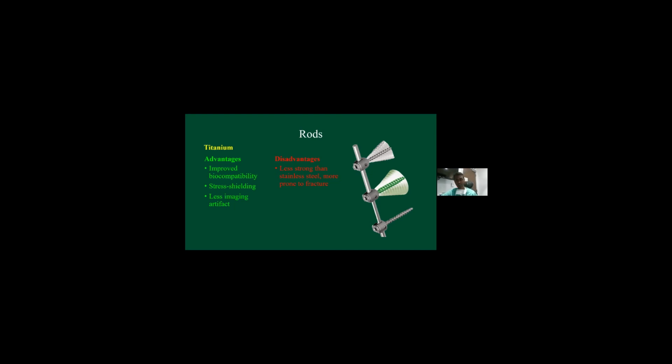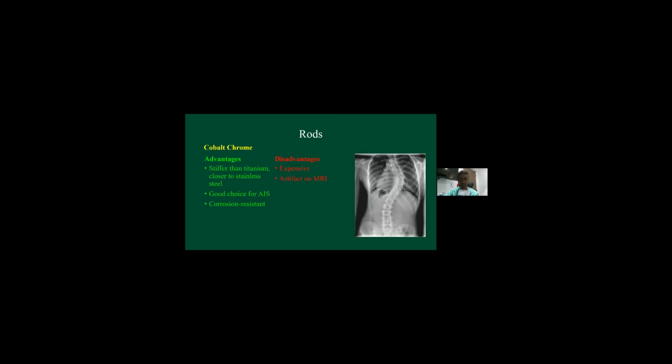Both pure titanium and titanium alloys are used depending on what the purpose of the rod is. As I mentioned, cobalt chrome rods are stiffer than titanium. They're closer to stainless steel, and they're a good choice for adolescent idiopathic scoliosis. They're also corrosion resistant. In studies that have used cobalt chromium rods for the correction of adolescent idiopathic scoliosis, they've been shown to have pretty good correction of coronal and sagittal realignment compared to titanium rods, especially in the thoracic spine. And that stable oxide layer prevents them from corroding.